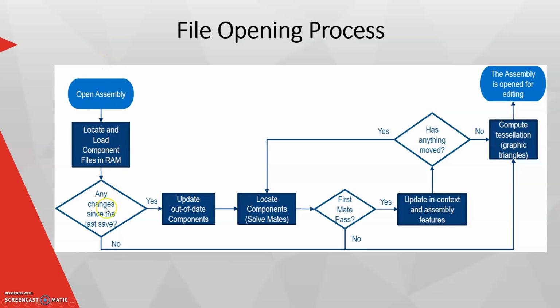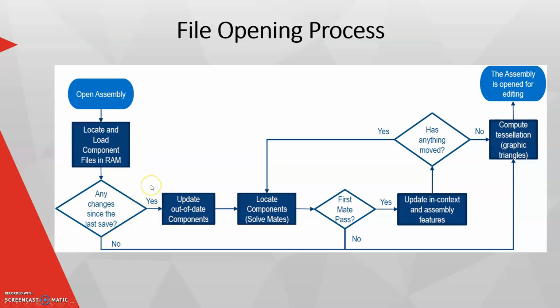Then from there, you'll see what it does. It looks and says, are there any changes since the file was saved? If it's no, then it runs through the entire process, bypassing this whole section here, computes the tessellation, and then the assembly is open and you can edit it, rotate it, and start working with it. But this is hardly ever the case.